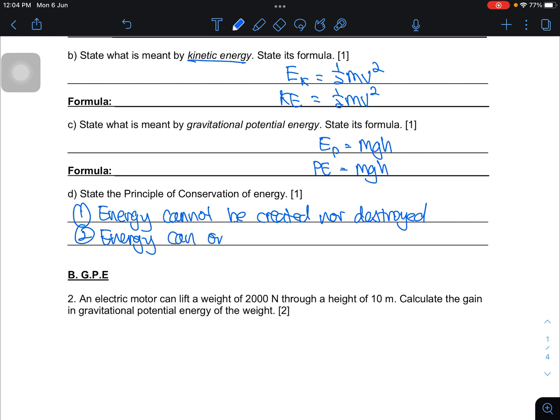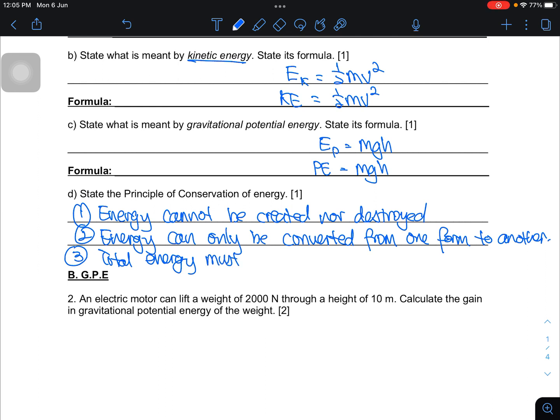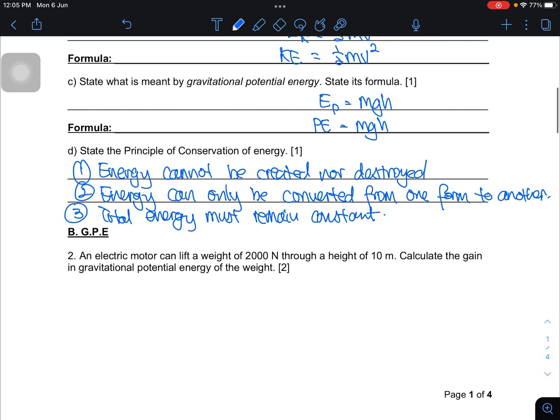The second point, you must tell them that energy can only be converted from one form to another. And lastly, reiterate the point that total energy must remain constant. There are 3 points to this principle, so I need all of you to remember to write all these 3 points in.